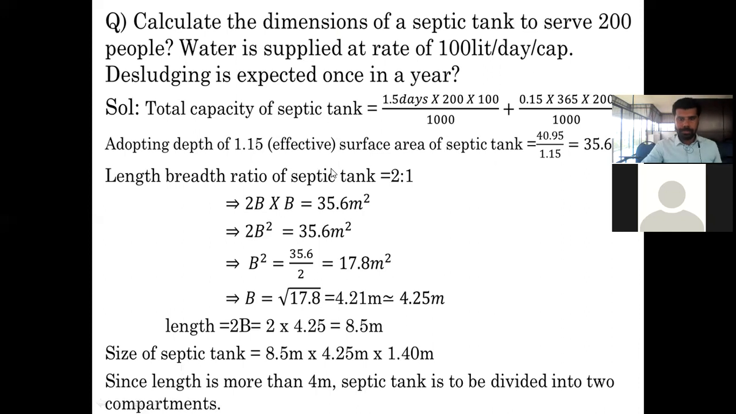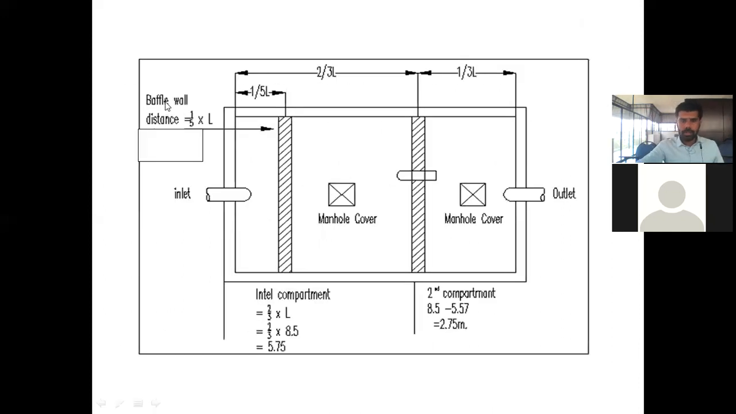So the compartments will be like this. One compartment will be like this, and another compartment will be like this. This is 2/3. This is 1/3. This is 1/5. Okay. So what will be the first length? The length is 8.5 meters. 2/3 into 8.5 is 5.75.